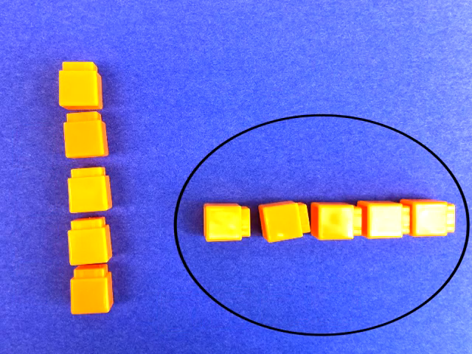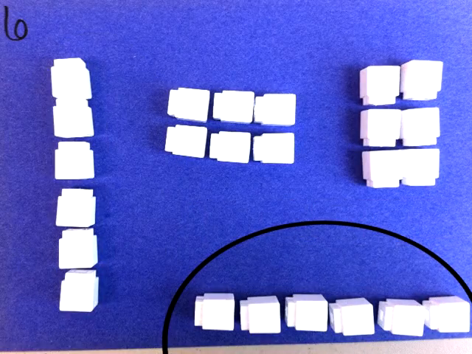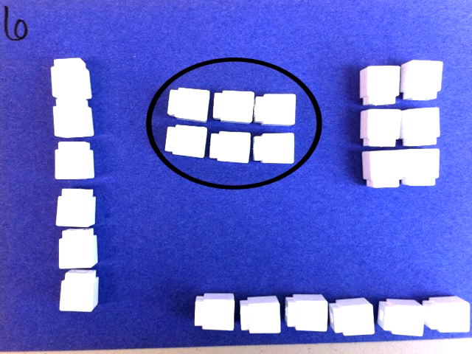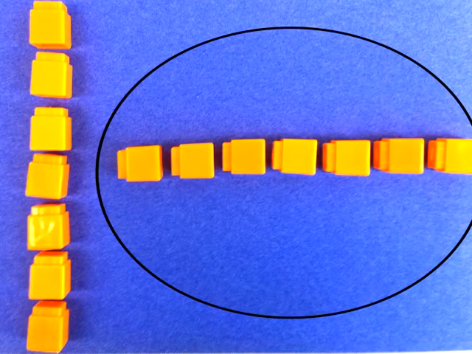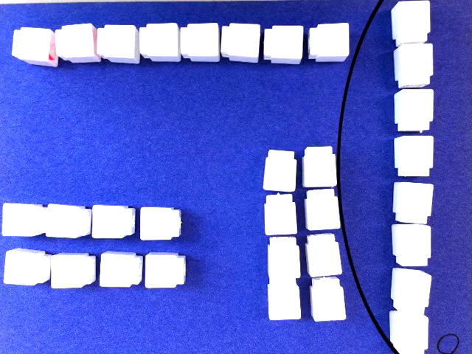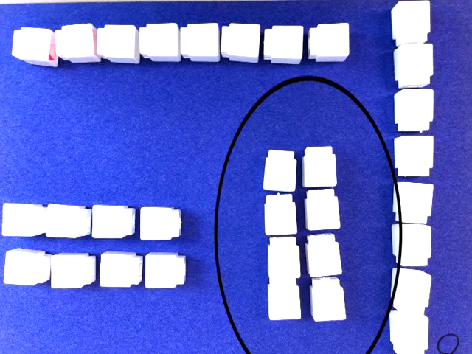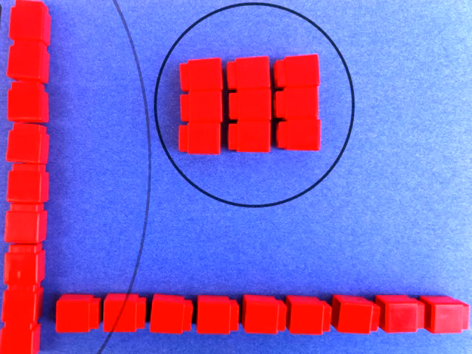For the number 5, you can have 1 row of 5 or 5 rows of 1. The number 6 has 1 row of 6 or 6 rows of 1. It also has 2 rows of 3, or it can be 3 rows of 2. The number 7 is 1 row of 7 or 7 rows of 1. The number 8 is 1 row of 8 or 8 rows of 1. It also can be 2 rows of 4 or 4 rows of 2. For the number 9, you can have 1 row of 9 or 9 rows of 1. Or you can have a square of 3 by 3, which is 3 rows with 3 in each column.